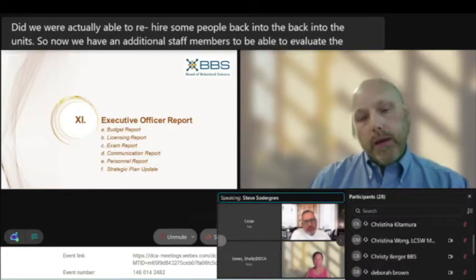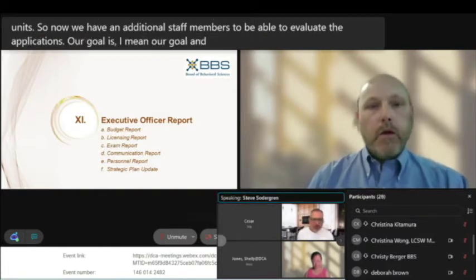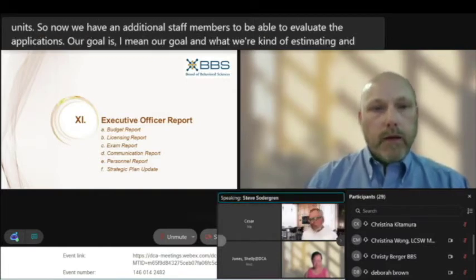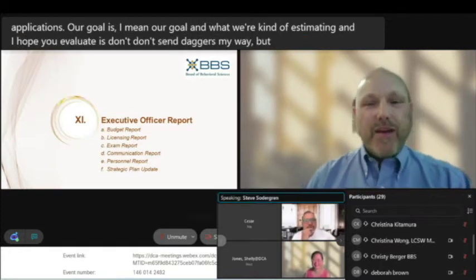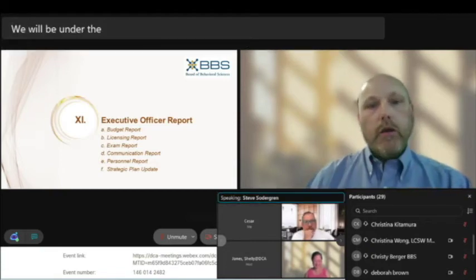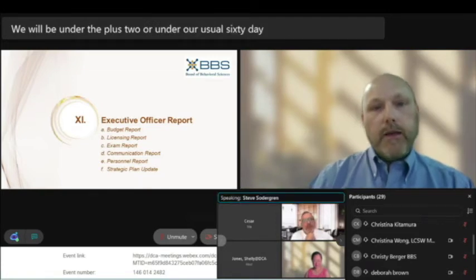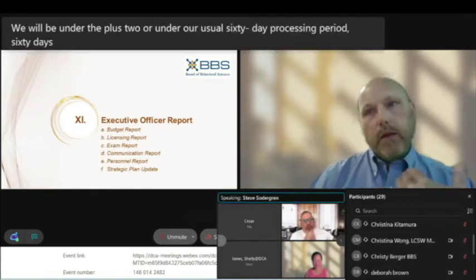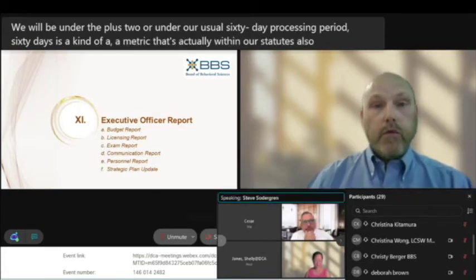Our goal, and what we're estimating, and I hope the evaluators don't send daggers my way, is that by November 1st, I am hoping that we will be close to or under our usual 60-day processing period. 60 days is a metric that's actually within our statutes also. That's where we want to keep it, at 60 days or under. That's our goal.